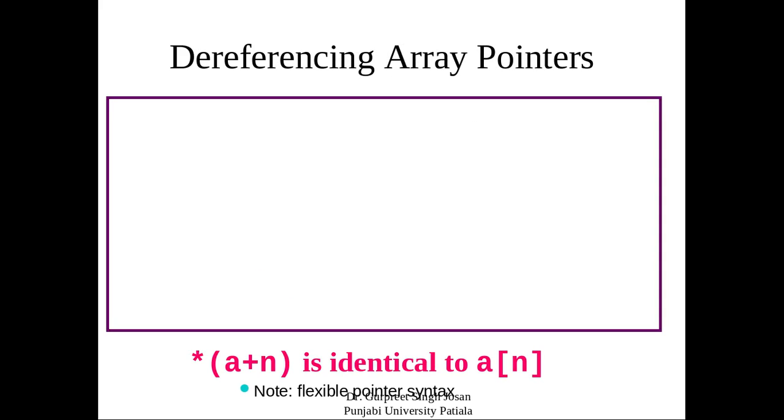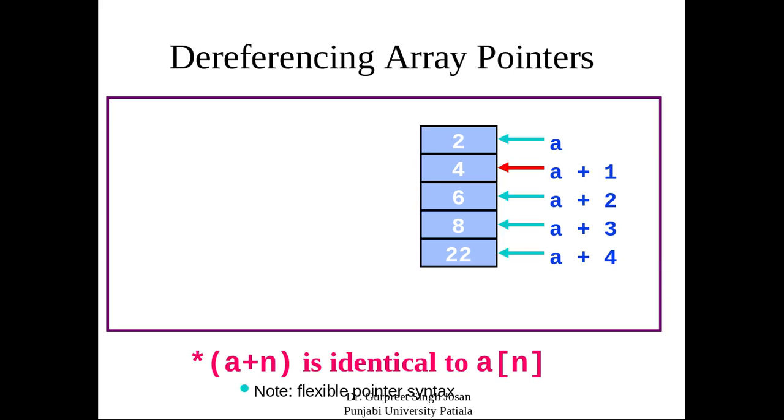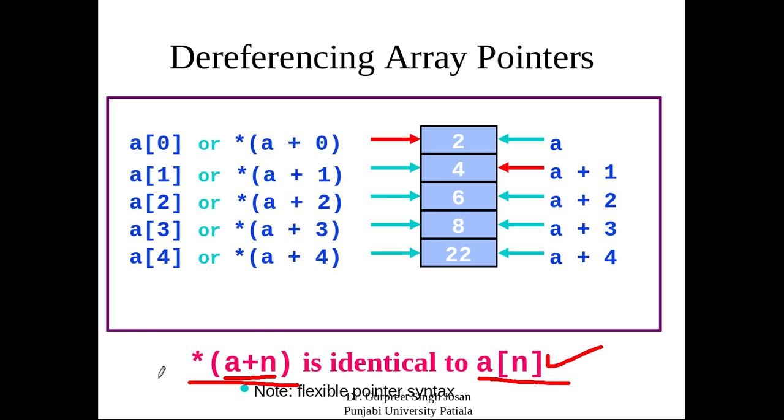Then dereferencing array pointer, again one more example. Suppose we have this kind of array, then *(a + n) is identical to a[n]. So you can access the array elements using the index number, or you can access the array element by adding some n value to the base address, and then using the dereferencing operator star. For example, if this is a, because a is pointing to the first location, then a + 1 becomes the next address, a + 2 becomes the next address, 3 and 4 similarly. In the similar way, you can calculate the next address by adding 1, 2, 3, 4.